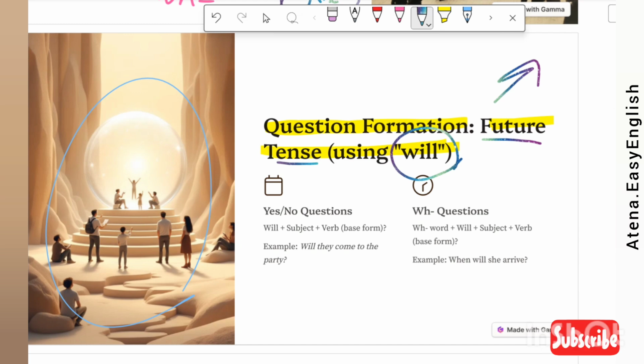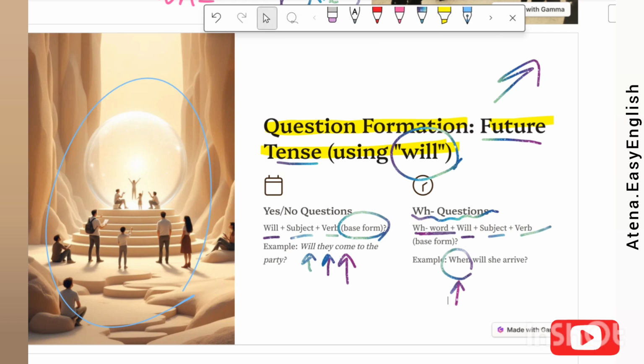But now we are just going to talk about how to form questions with future tense. Look at the yes-no question. Will, subject, verb, base form of the verb. Will they come to the party? So we have will, they, the subject, and come as a base form of a verb. And here, when it's WH question, we use WH word before will, subject, and verb. When will she arrive? Here is the WH. Very nice.